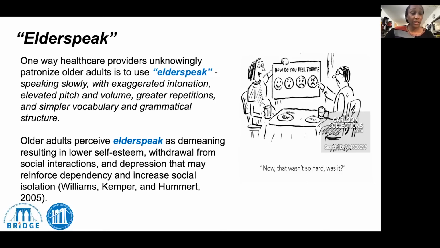And a lot of these older adults can hear that. They can hear how you are speaking differently. You're speaking slower or with exaggerated intonations or with an elevated pitch and volume, as I mentioned before. Or you might repeat things over and over again or use simple vocabulary or structure.